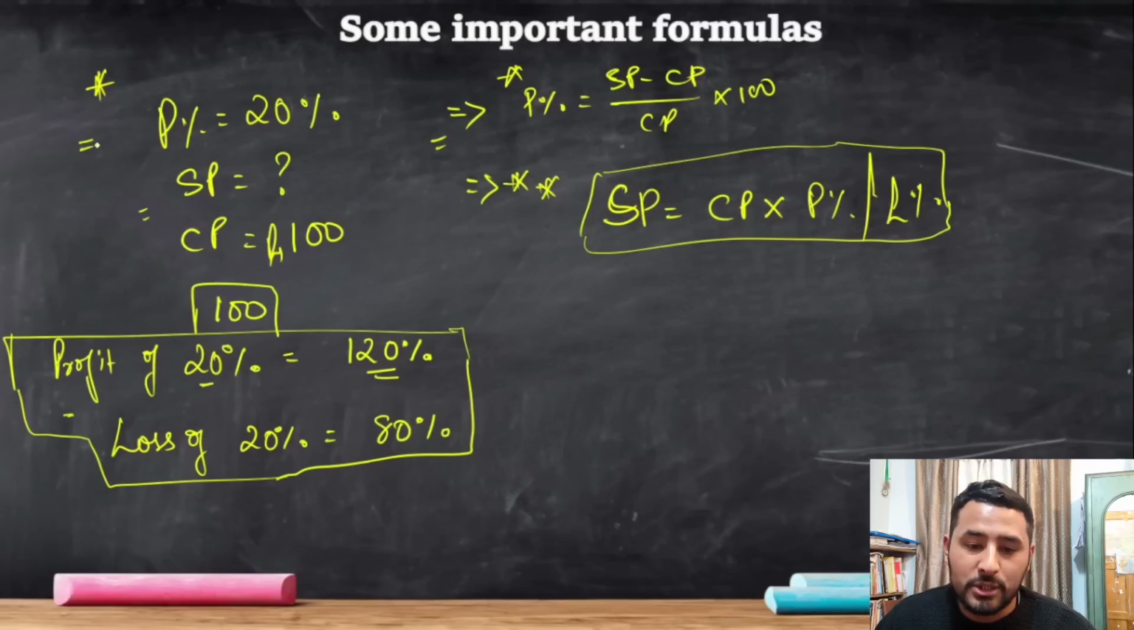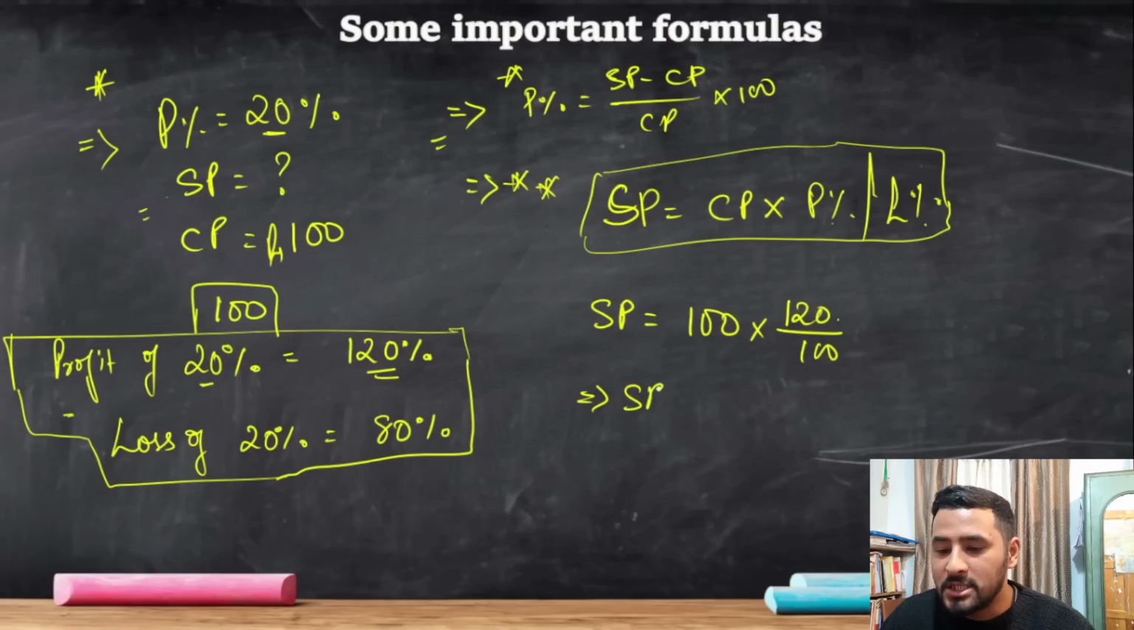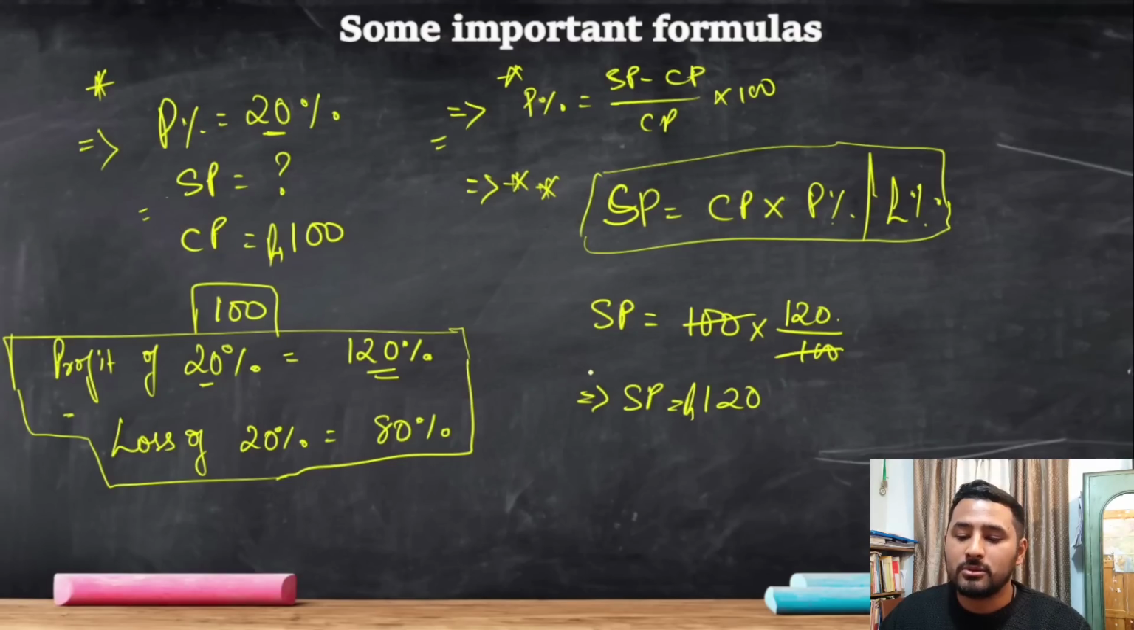Now let us do this one. We need to find SP. SP we don't know, our CP is 100, into profit percent is 20. Like I said, profit of 20%, so you should write not just 20, you should write 120 by 100. Use this formula: if profit percent, you should add with 100; if loss, you should subtract from 100. Now our SP will be 100, and 100 gone, SP will be 120 rupees. So this will be our selling price. I hope this is clear.